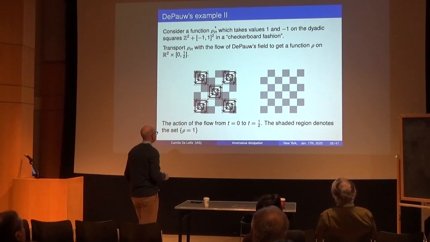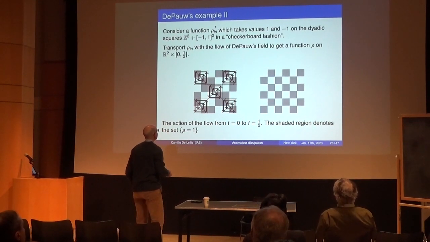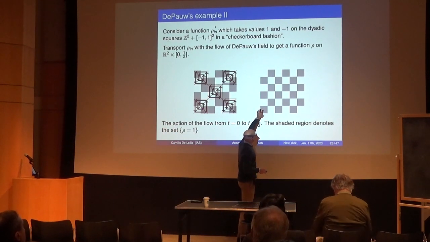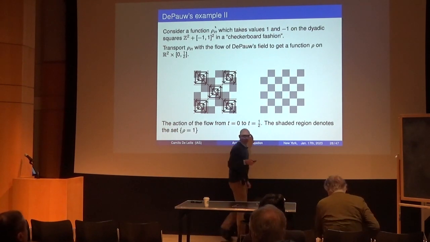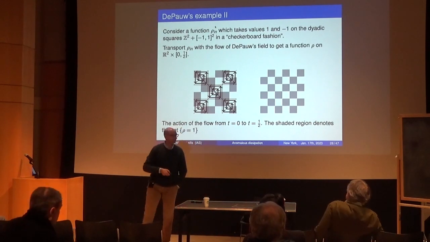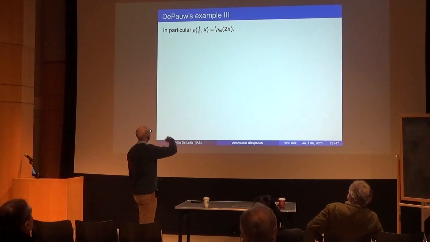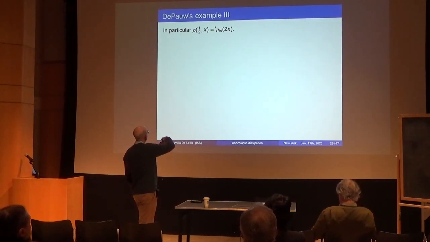Okay, now you see what I want to do. So now I'm going to do the same. I'm just going to do the same with the same vector field, but between time 1/2 and 3/4. Okay? So that's what I'm going to do. So this is what actually happens to your initial data.